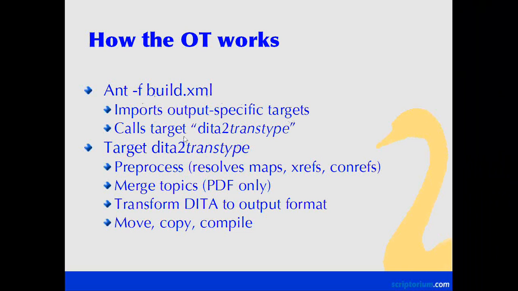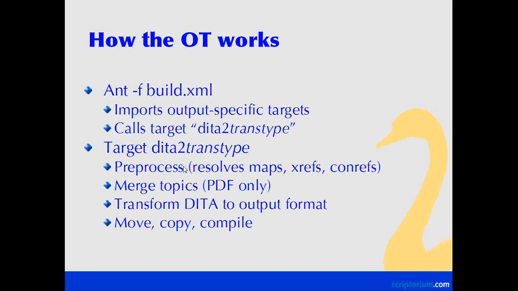So when we name a transformation type in that trans type property, the build file finds the target DITA to whatever trans type and then starts to perform a number of actions. Now, each of these targets vary depending, of course, upon that transformation type, but they all do fundamentally the same thing. They all do some pre-processing first on the file. So I mentioned the temp folder, and the temp folder contains preprocessor intermediate files.